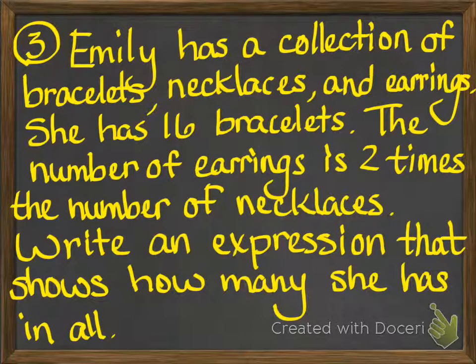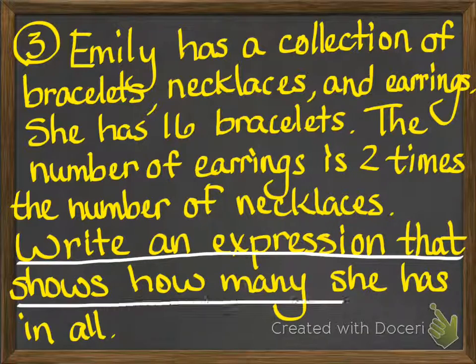Number 3. Emily has a collection of bracelets, necklaces, and earrings. She has 16 bracelets. The number of earrings is 2 times the number of necklaces. Write an expression that shows how many she has in all. So the first part, I want you to just write an expression that shows how many she has in all.